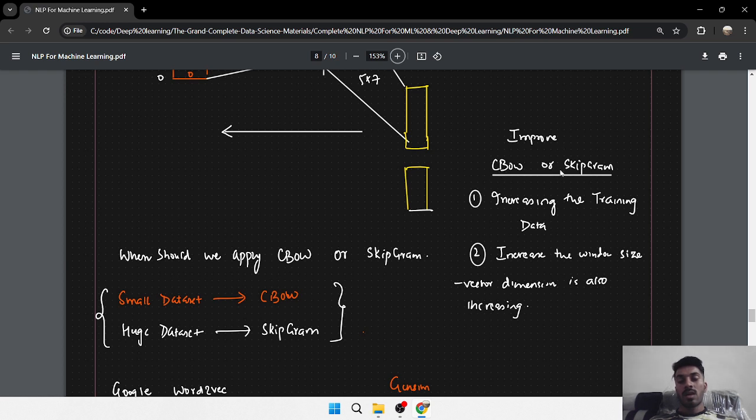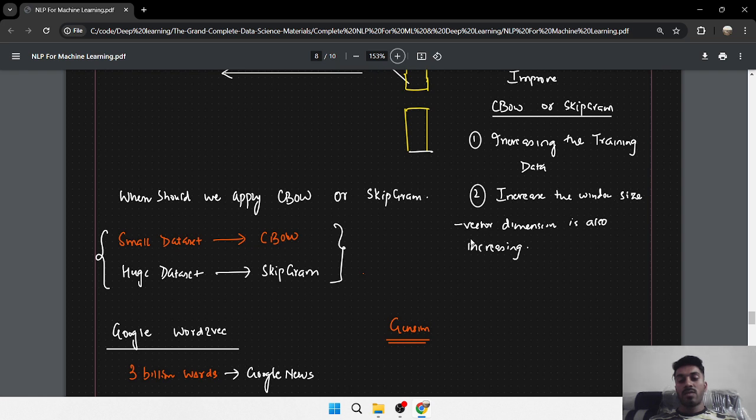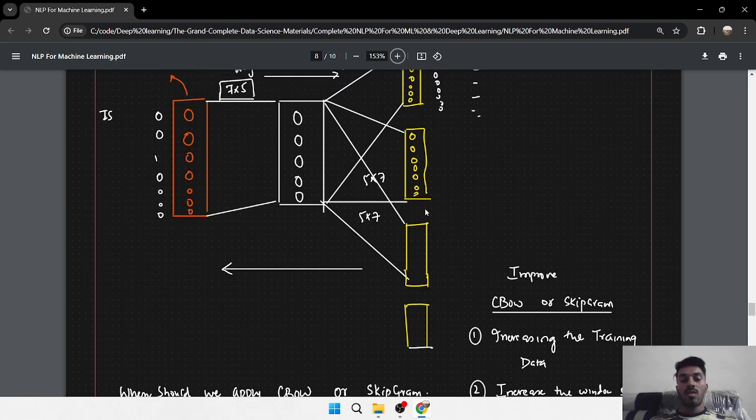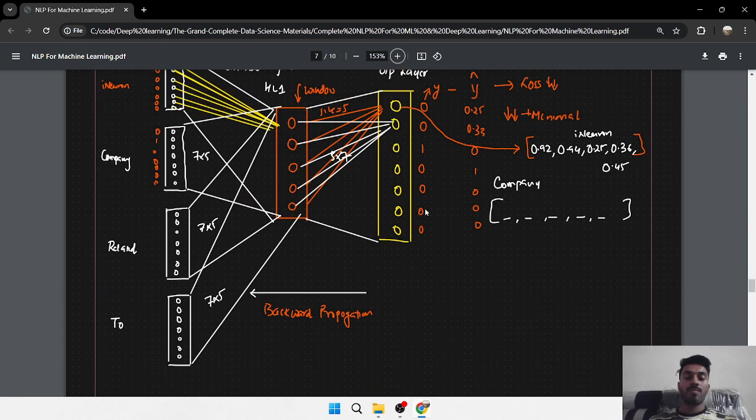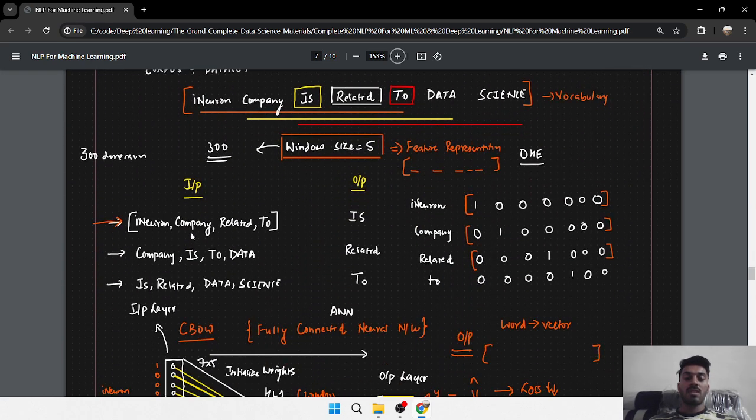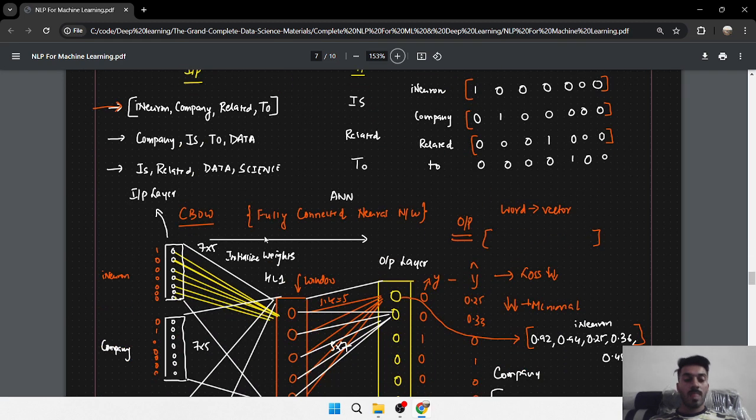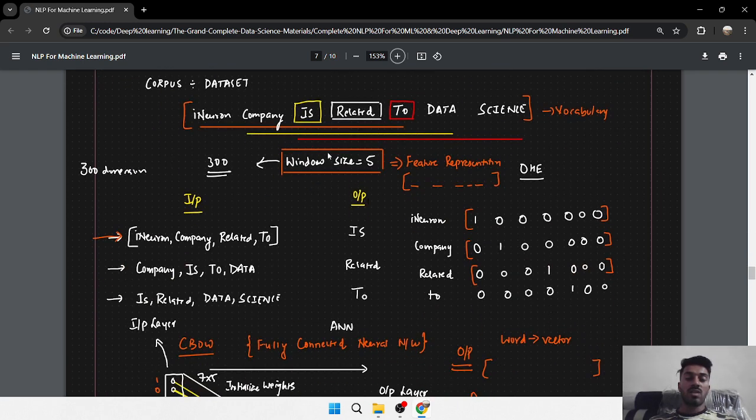To improve continuous bag of words or skip gram, increase the training data, and increase the window size. If you increase the window size, the vector dimension is also increased. If we use a 5 dimensional vector, then here we have given a unique number to each word and created a one hot encoding vector for iNeuron.